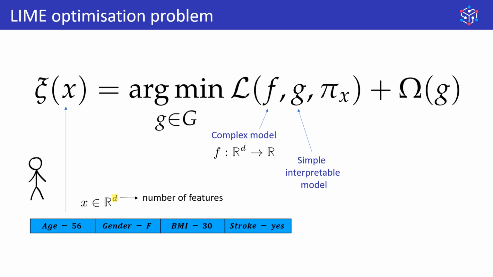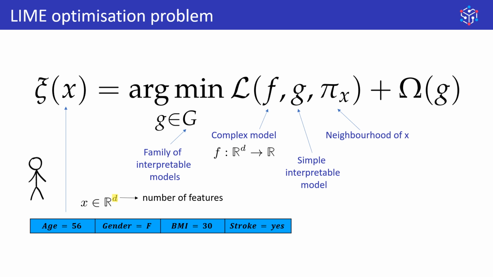g is the surrogate model we use to approximate f in the vicinity of x. And capital G is the family of possible interpretable models, for example, linear models such as Lasso, or a decision tree, or, for example, decision rules. Pi of x is the local neighborhood of x.